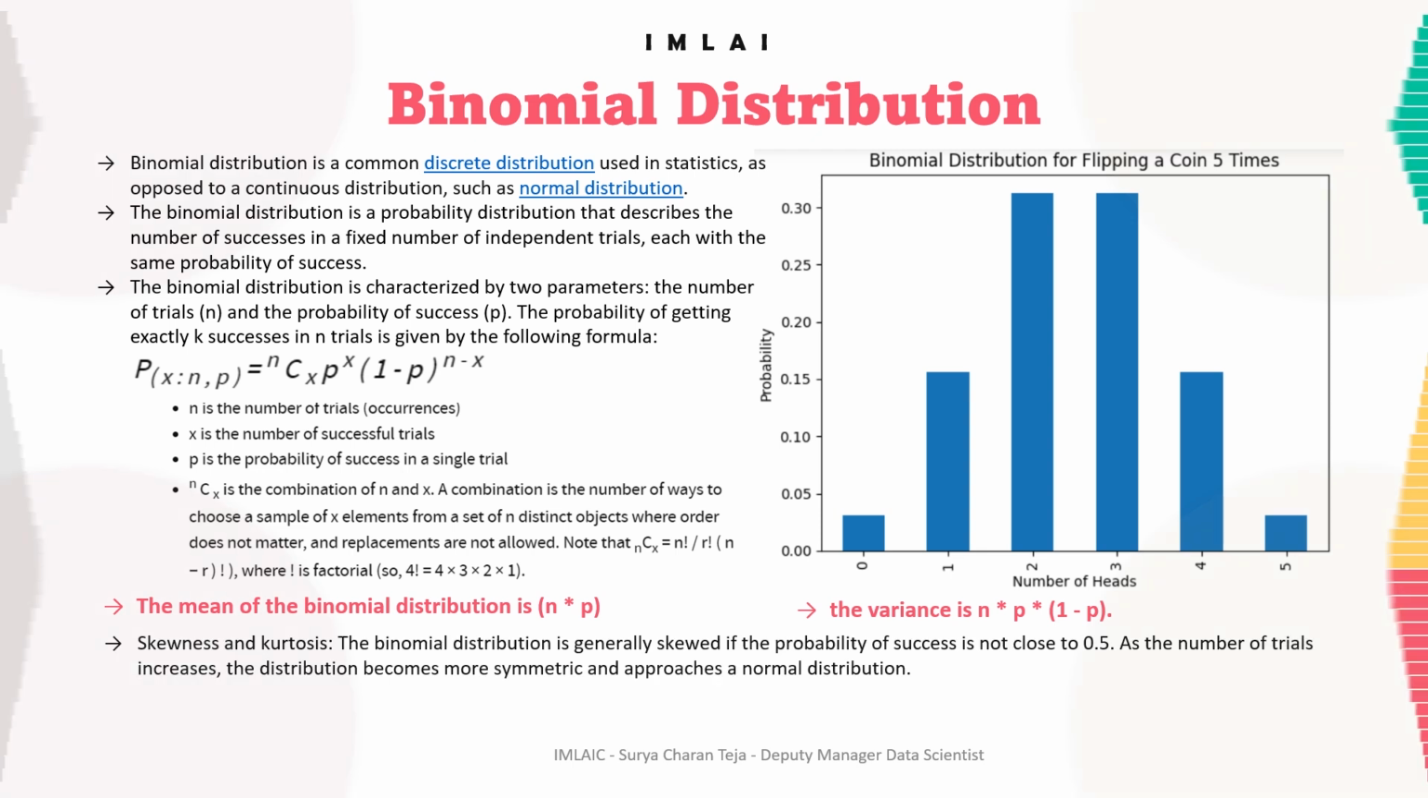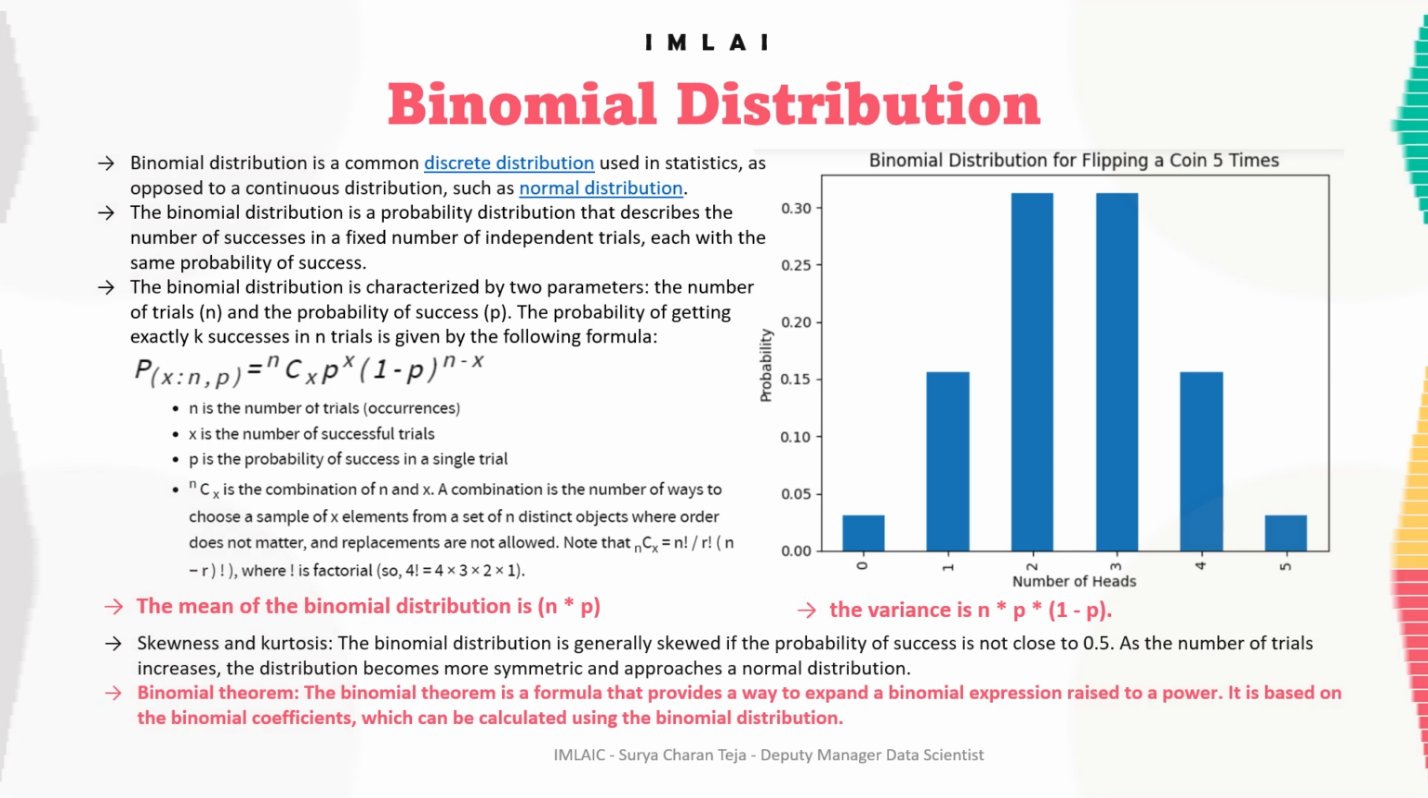Then the most important point, the skewness and kurtosis. The binomial distribution is generally skewed if the probability of success is not close to 0.5. As the number of trials increases, the distribution becomes more symmetric and approaches a normal distribution. Then we have the binomial theorem, very important. It is a formula that provides a way to expand a binomial expression raised to a power, based on the binomial coefficients.